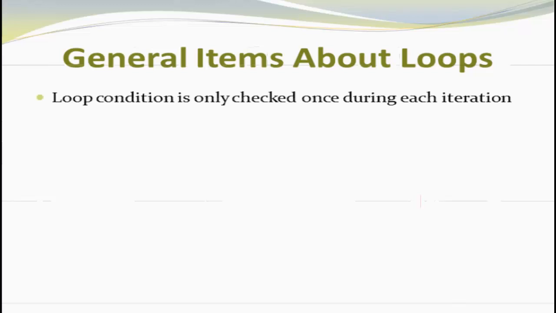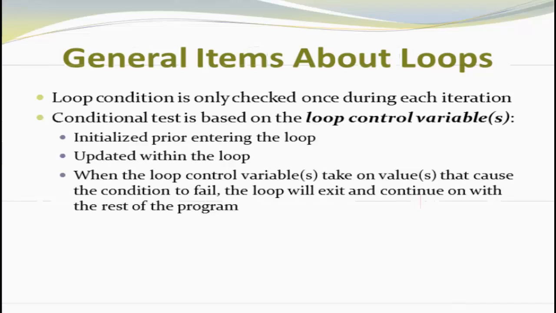So finally, let's talk about some items that we should know about loops in general. So first is that the condition for the loop is only checked once during each iteration. That's basically at the beginning of each iteration. So that holds for if you're using a conditional loop, it checks that condition. If you're using a counter-based loop, it checks the counter only once during the iteration, at the beginning.